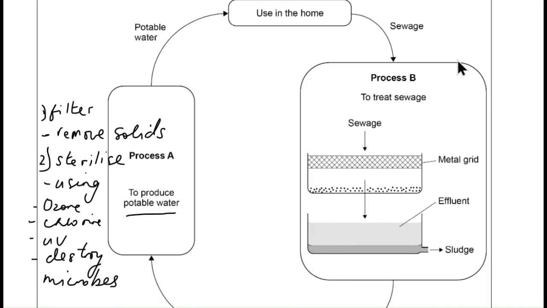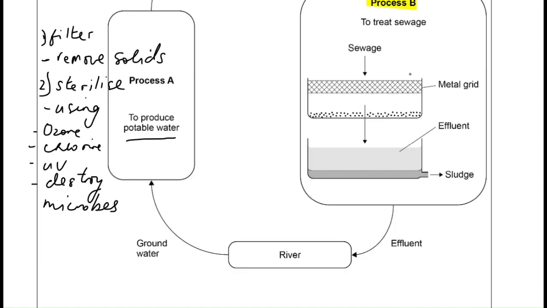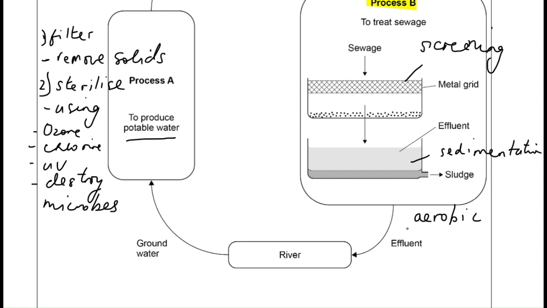So let's look at process B, the treatment of sewage. Sewage goes through a process of screening where large objects like twigs, dead sheep, etc. are screened using a metal grid, and this then goes into what we call the sedimentation phase. The filtered product goes into sedimentation tanks, and then the sludge, the solid particles, sink to the bottom, and the liquid floating on top is what we call the effluent. The effluent then undergoes aerobic digestion, and the solid sludge is taken through a process called anaerobic digestion. So let's get this down to finish our response.